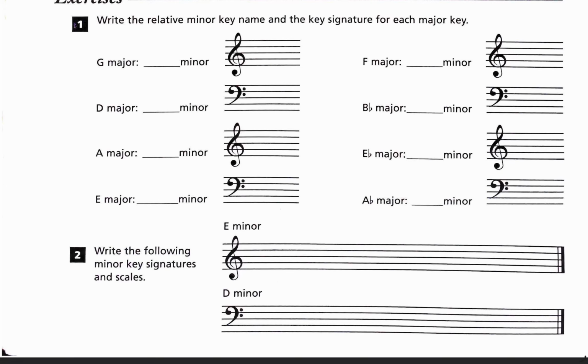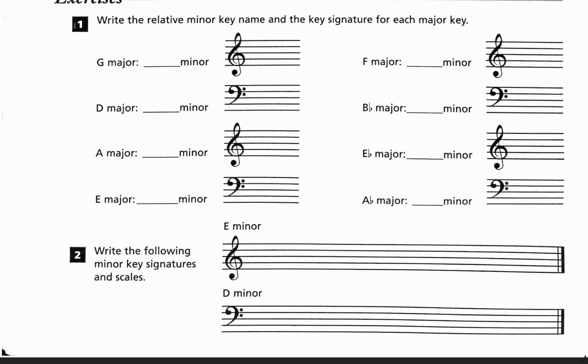This is the corrections video for lesson 56, relative minors. Remember that relative means that they share DNA, they share a key signature. So we can actually start by just drawing our key signatures here for the majors that they've given us.